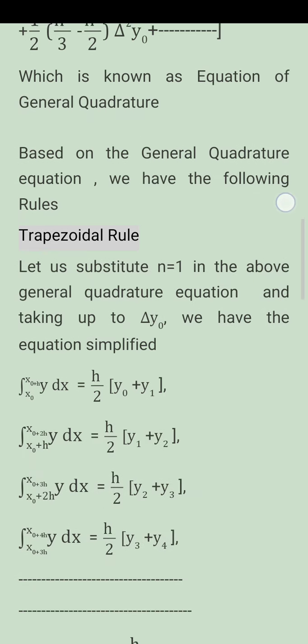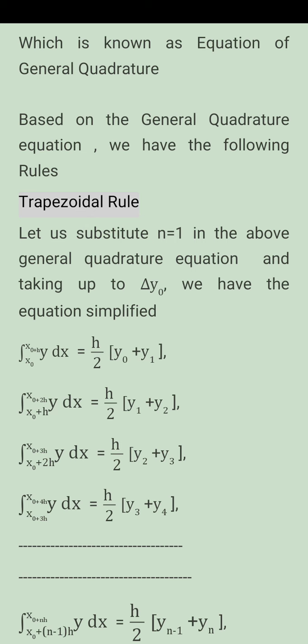Based on the general quadrature equation, we have the following rules. One is the trapezoidal rule, number 2 is Simpson's 1/3 rule, then Simpson's 3/8 rule, and Weddle's rule. Now we go for the trapezoidal rule. It is based on the general quadrature equation, by substituting n is equal to 1 and taking up to delta y naught. Then we have the simplified equation: the integral from x naught to x naught plus h of y dx is equal to h by 2 into y naught plus y1. Now we add h to both the upper limit and the lower limit, and we get h by 2 into y1 plus y2.